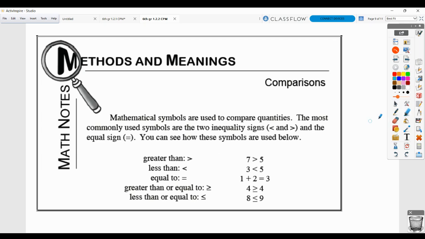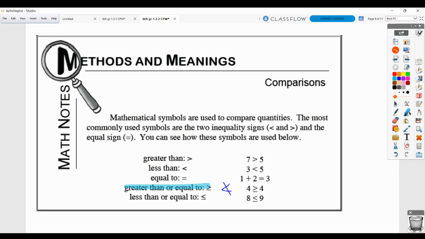But the ones that may be new to you are greater than or equal to and less than or equal to. So basically, greater than or equal to means that if the left side is greater than the right side, it would be a true statement. And if the left side is equal to the right side, it would also be a true statement. So 4 is greater than or equal to 4 because 4 is equal to 4. Another way you can think of this is not less than.